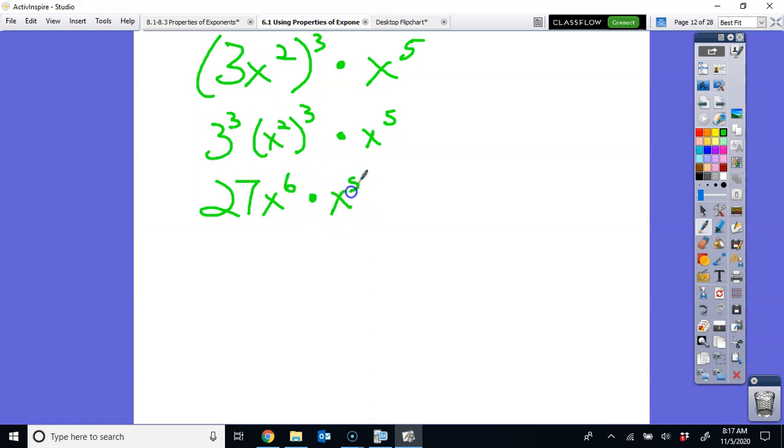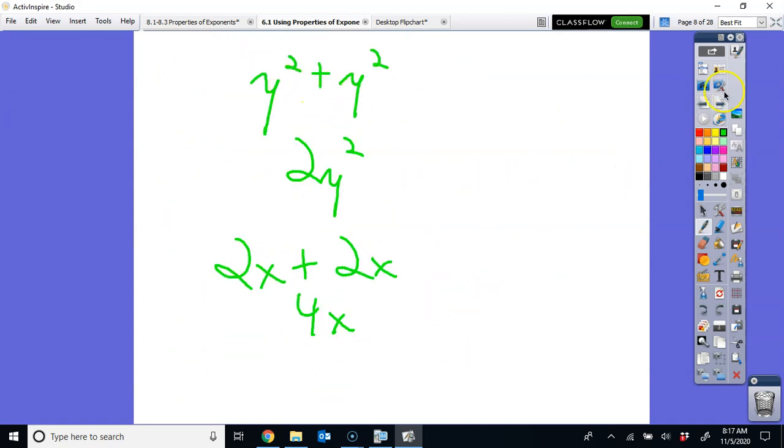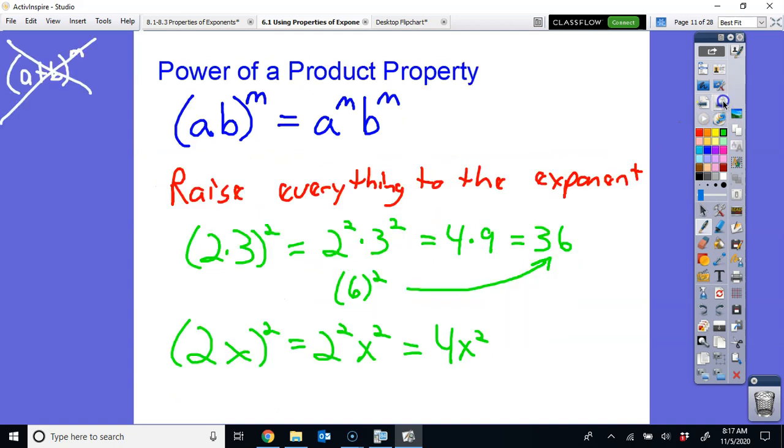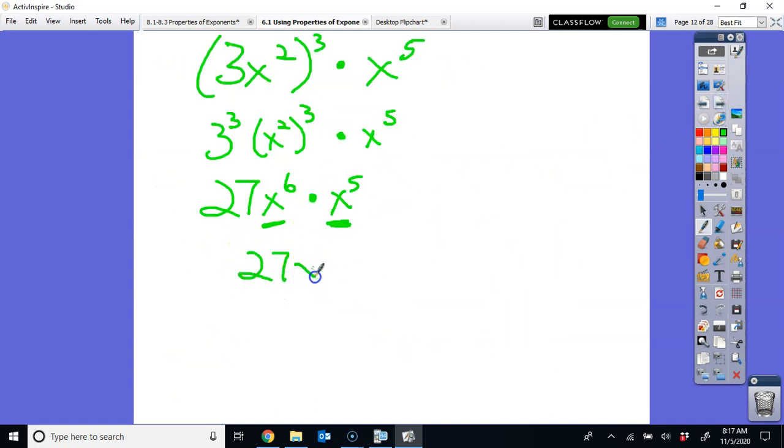But then I still have this little x to the 5th over here hanging out after I get all the parentheses done. It's multiplying. But notice what it's multiplying. It's multiplying like bases. That's the first property we did. When you multiply like bases, you add the exponents. So you add 6 and 5, you get 11. And so I simplified this down to this. Now, I'm not saying it's still pretty. That's not what we mean by the word simplify. And that's something to always remember in mathematics when you see the word simplify. It doesn't mean things are going to be simpler looking.